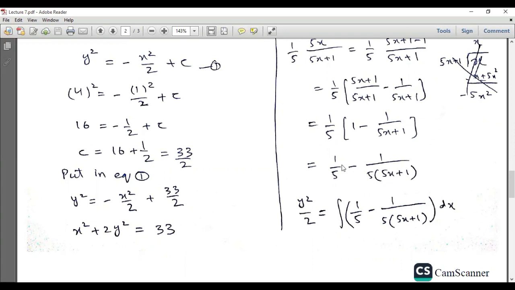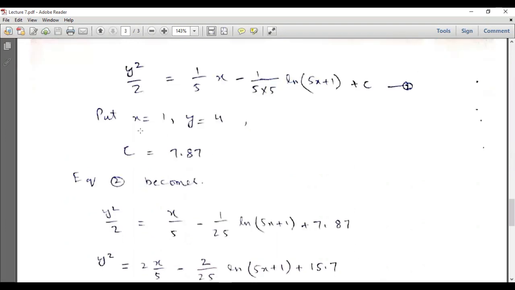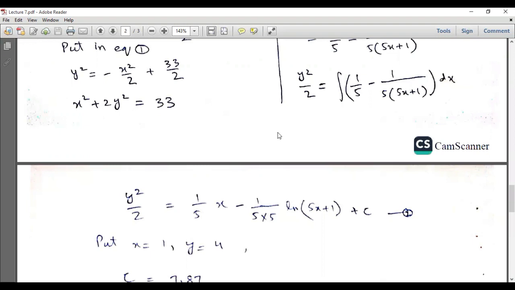So y square by 2 is equal to the integral of 1 by 5 minus 1 over 5 into 5x plus 1 dx. So the integral of this term can be evaluated very easily. So this is equal to 1 by 5x minus 1 over 5 into 5 natural log of 5x plus 1 plus c. And this is the final equation of this streamline. So this is 1 over 5x, and the integral of this term is equal to 1 by 25 ln of 5x plus 1 plus constant of integration.